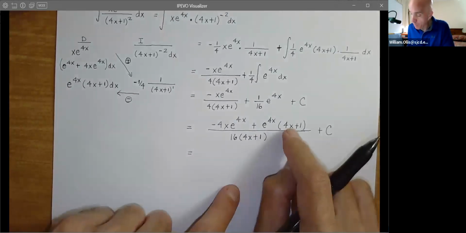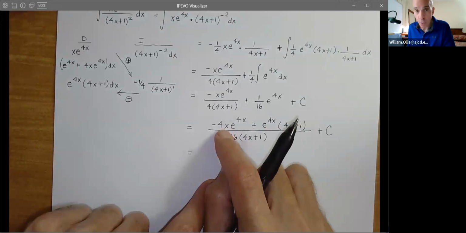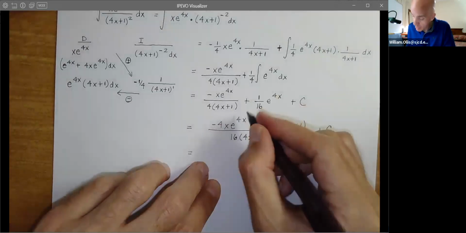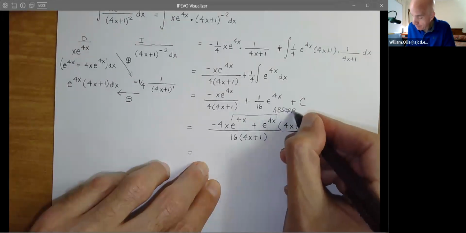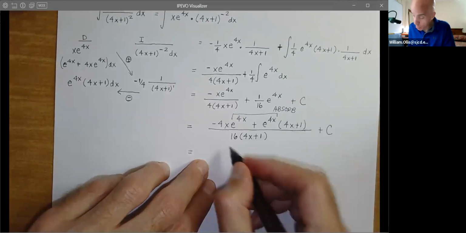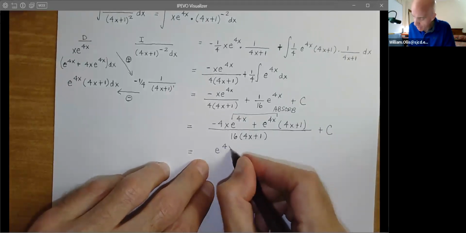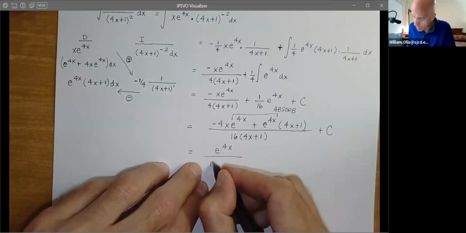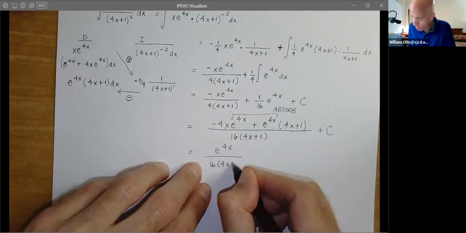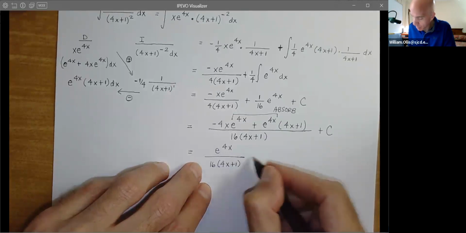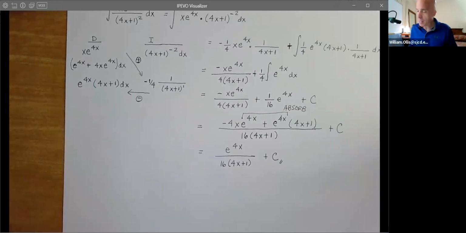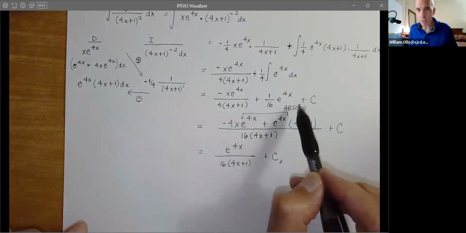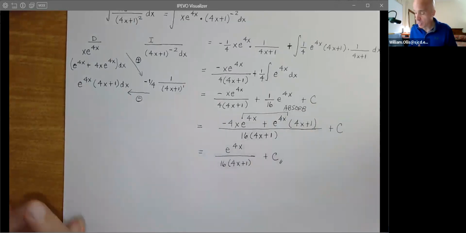But now, of course, the 4x times e to the 4x and the negative 4x times e to the 4x, they absorb. So that leaves us with e to the 4x in the numerator. Again, this is optional, but sometimes you can see some simplifications that are kind of nice. So that would be the antiderivative. Again, you can certainly stop right here. There's nothing wrong with that. That would be fine. But if you do the algebra, then it's easier, less to actually enter.